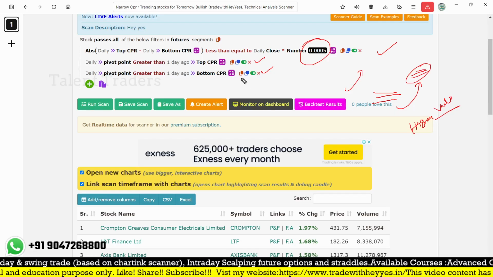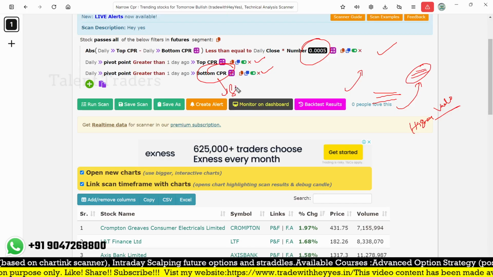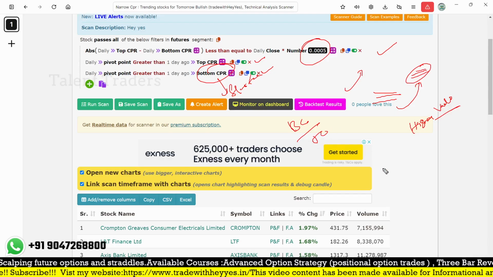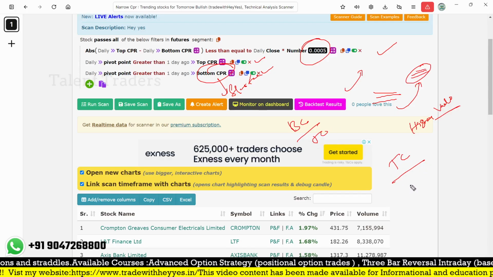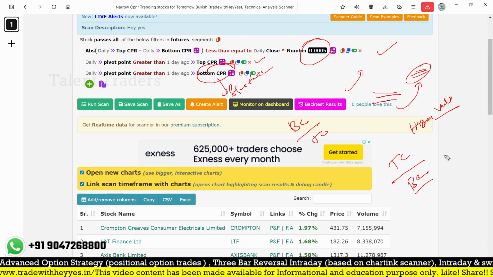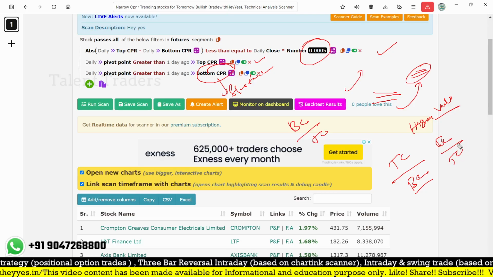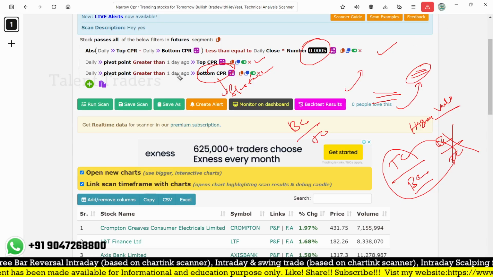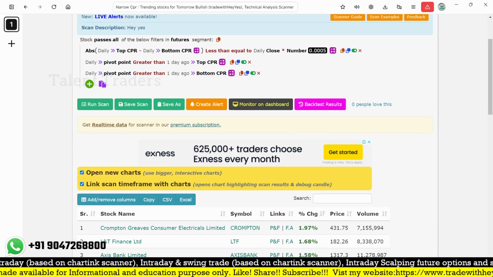And this is one more supporting condition to avoid false stocks. TC is always greater than BC, but sometimes BC is higher and TC is lower. I want to avoid this. Only this kind of pattern I want to find with the scanner. That's why I mentioned the additional line.